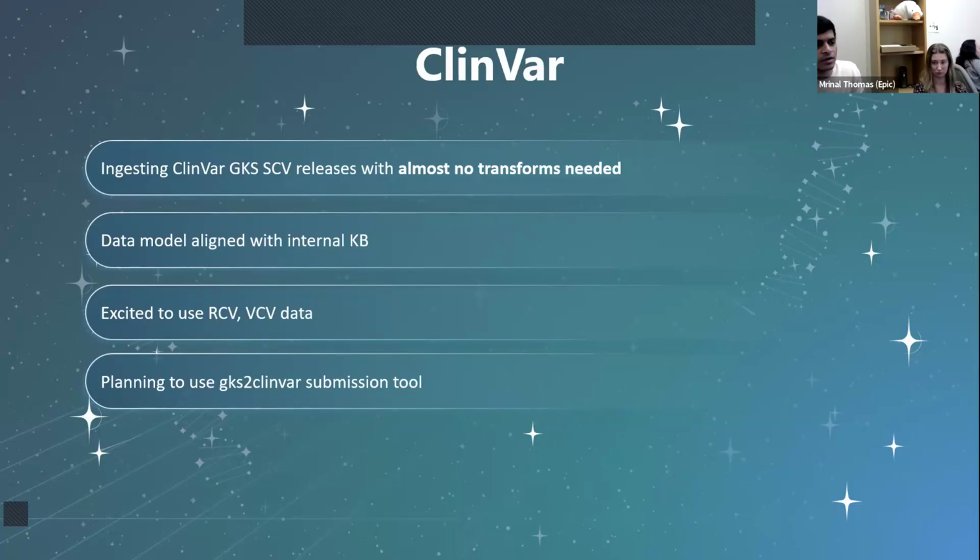And we're excited to continue working on this ClinVar integration and expanding it with RCV and VCV datasets, and also using the GKS to ClinVar submission tool to submit data back from these labs' internal knowledge bases to ClinVar. Shout out to Corey Kuzma for developing that.